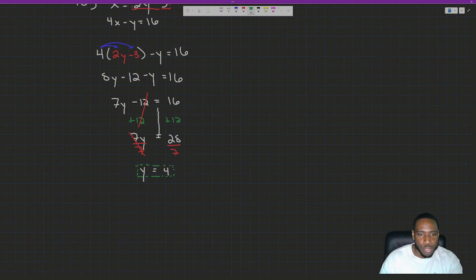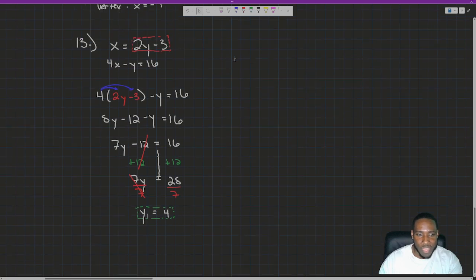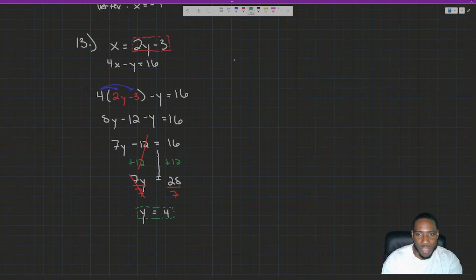But remember that the solution to a system of equations is the place where the two lines of those equations cross. That's a point on a coordinate grid, and every point has an x and a y value. So to find the corresponding x value, we're just going to plug that value for y back into one of the equations, and the x one that we worked with originally seems to be the easiest. So let's just work with that.